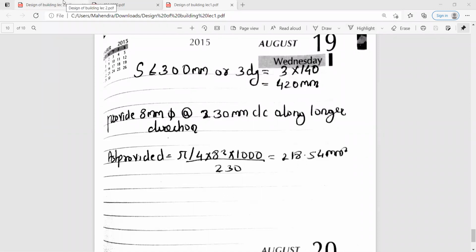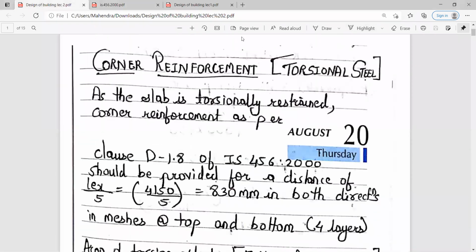Now proceeding for the corner reinforcement. For corner reinforcement, you need to apply the torsional steel. So for torsional steel, as you know that the slab is torsionally restrained, you have to apply the corner reinforcement as per clause D-1.8 of IS 456:2000. According to that clause, you can provide the corner reinforcement at a distance of Lex by 5.